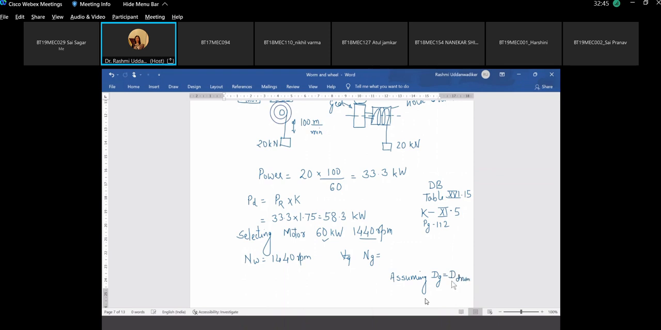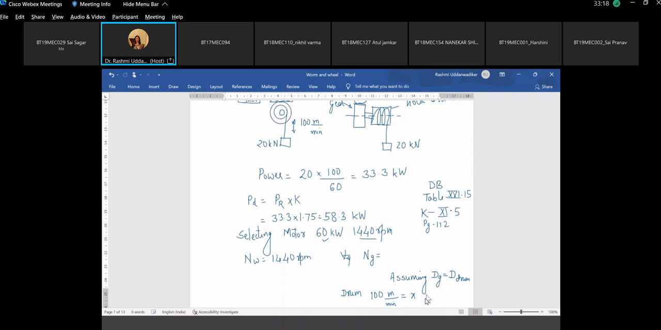The diameter of the hoist drum is given as 600 mm with a linear velocity of 100 meters per minute. So you can calculate the angular velocity of the gear or the wheel. With 100 meters per minute linear velocity, this is for the drum, the highest drum.